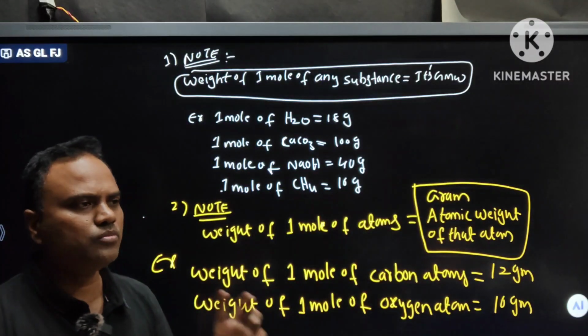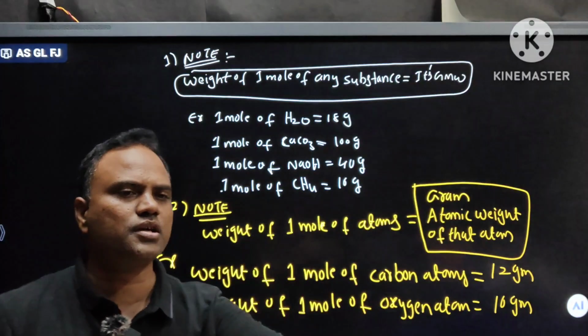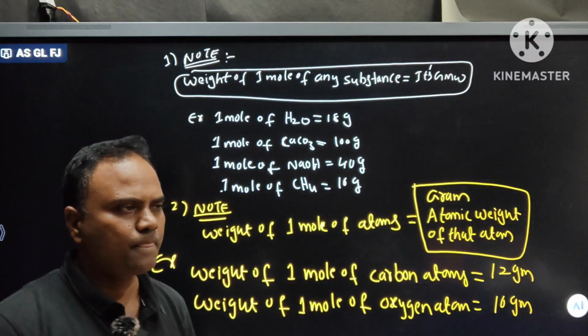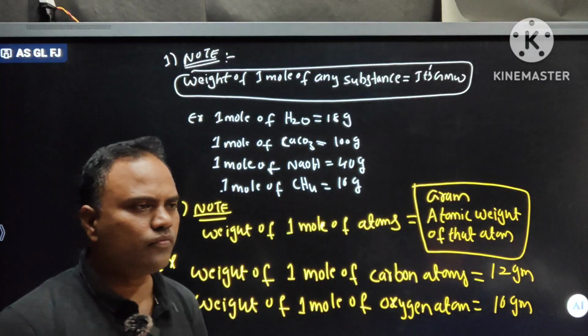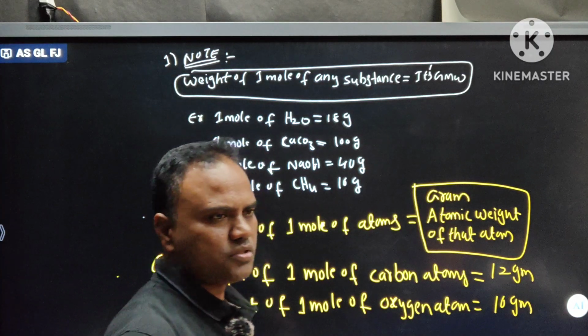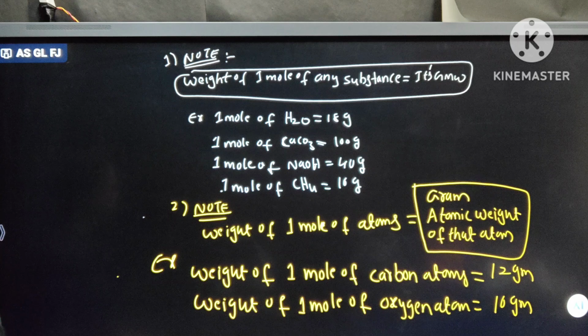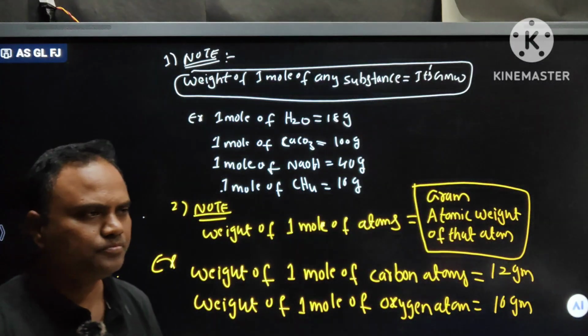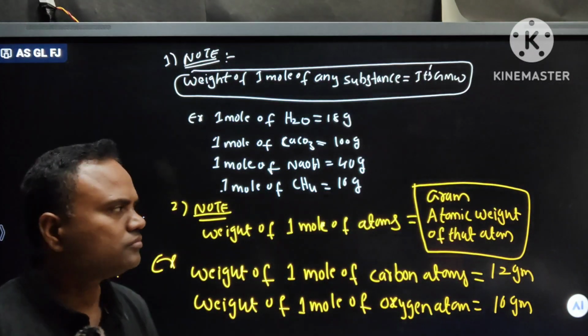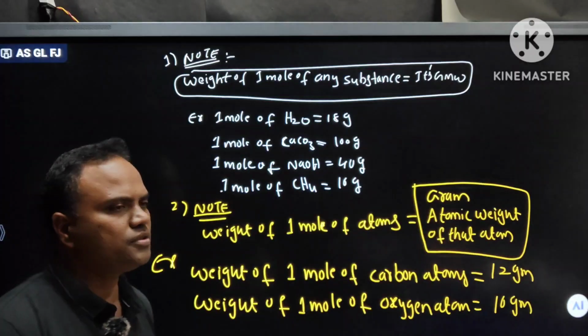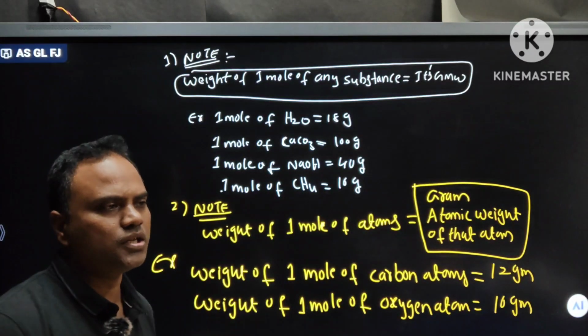Whenever you observe the mole, weight of 1 mole of a substance means its gram molecular weight. Weight of 1 mole of any molecule, any substance, is gram molecular weight only. Important basics. If you know all these basics, then you can understand stoichiometry calculations easily.